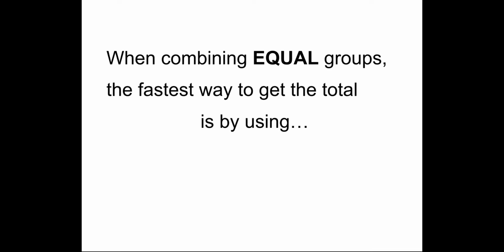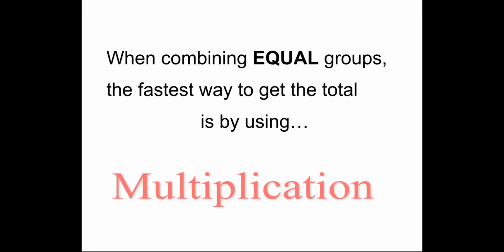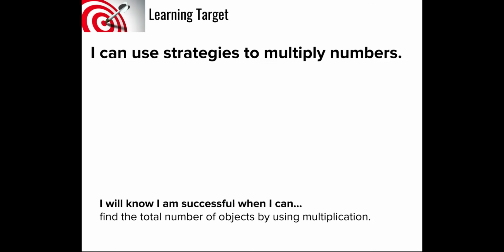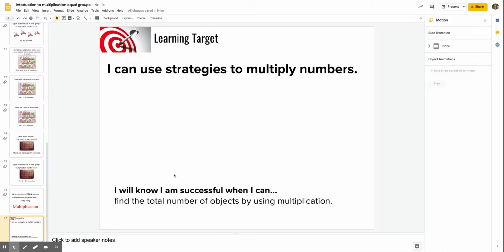When combining equal groups, remember, our brownies were in equal groups, our cupcakes were in equal groups, our soda, our tires, they were all equal groups. By using equal groups, the fastest way to get to the total is by using multiplication. Your success criteria today was to find the total number of objects by using multiplication. You now have 2 strategies that you can use in your independent practice. Have fun.